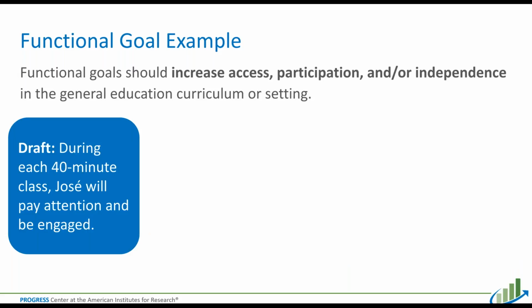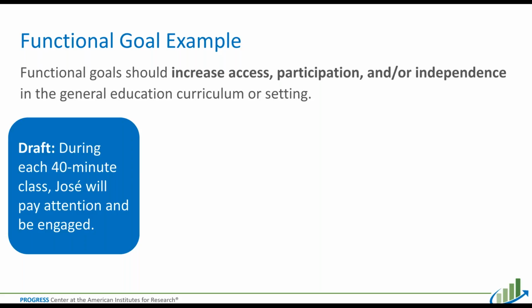IEPs also require that both academic and functional goals be included. When writing a functional goal, remember that A, functional skills and goals must be considered for all students. B, functional goals should increase access, participation, and/or independence in the general education curriculum or setting. And C, if a student does not presently display the need for a functional goal, the IEP team should still provide a statement in the PLAF explaining the current functional level of the student.